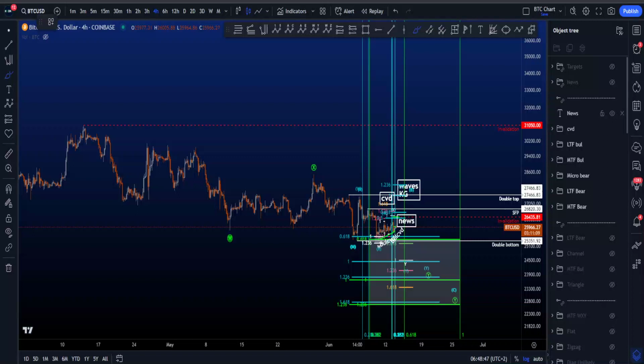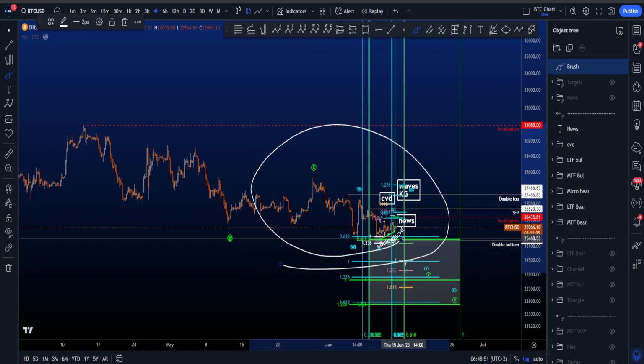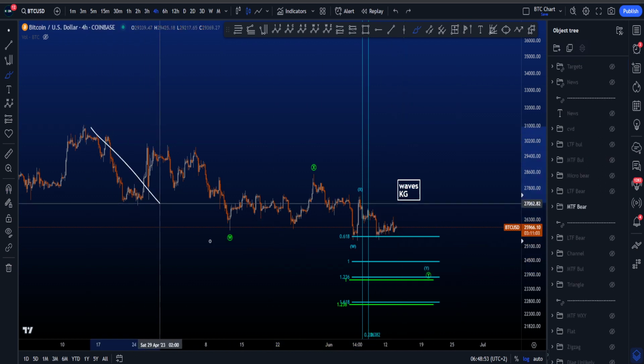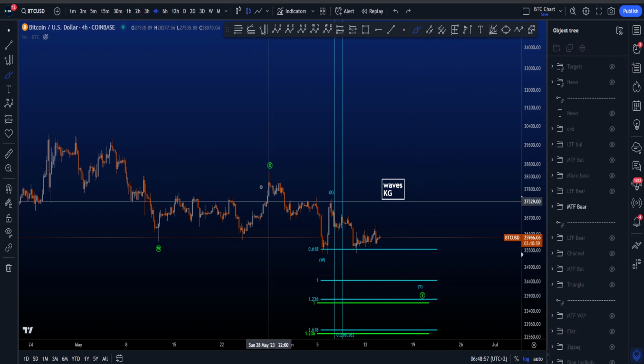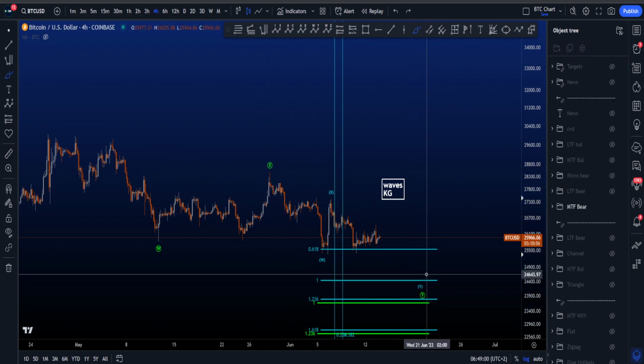Hi everyone, let's go over my medium time frame, low time frame and micro bullish and bearish Elliott Wave scenarios on Bitcoin. Starting with the medium time frame bearish scenario where we're looking for a WXY to the downside with inside the final wave Y, again a 3-wave structure in a WXY.